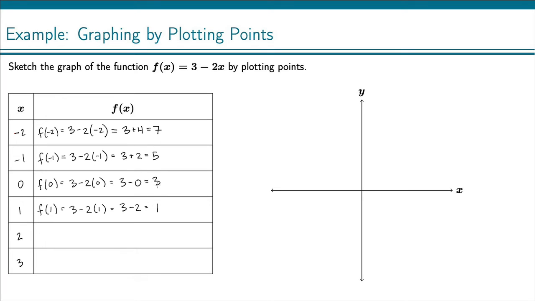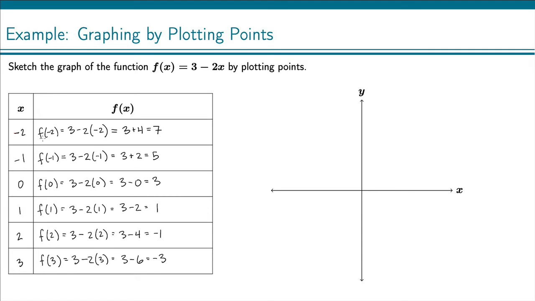And hopefully you see the pattern here in our y values. And that pattern is pretty meaningful, actually. For 2, 3 minus 2 times 2, that's 3 minus 4, which is -1. And finally, for 3, f of 3 is 3 minus 2 times 3, which is 3 minus 6, or -3.